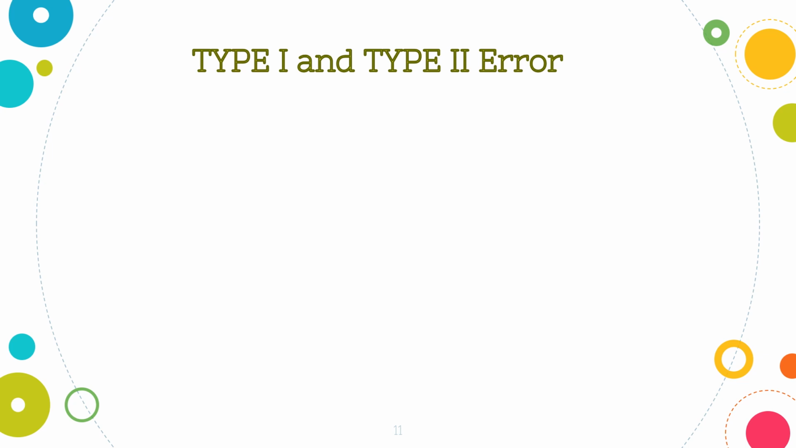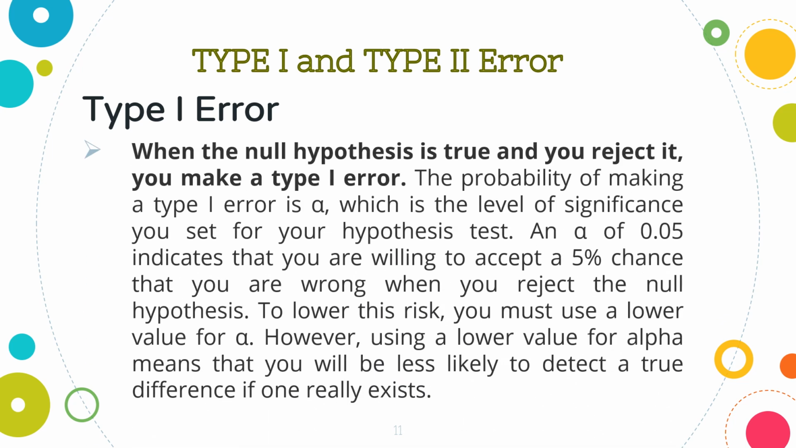Now let's have the type 1 and type 2 error. So there are type 1 and type 2 error when we talk about the hypothesis class. So the type 1 error is that when the null hypothesis is true and you reject it, you make a type 1 error. Okay? So kapag na-prove natin or nakuha natin that the null hypothesis, our H0 is true, pero ni-reject natin, we make a type 1 error.